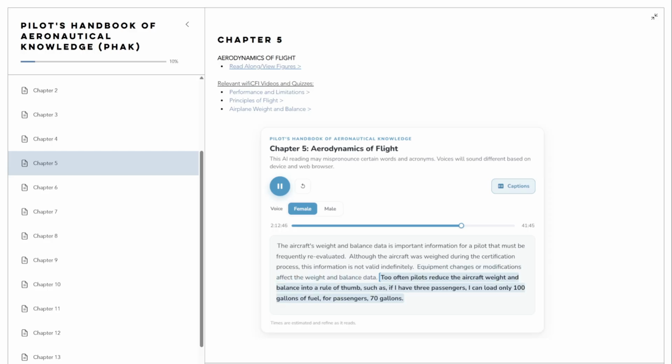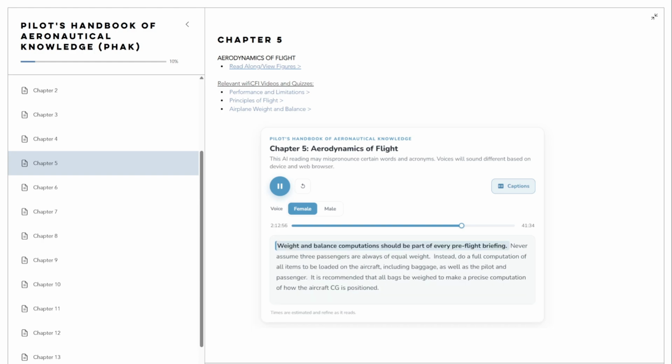Too often pilots reduce the aircraft weight and balance into a rule of thumb, such as, if I have 3 passengers, I can load only 100 gallons of fuel, for 4 passengers, 70 gallons. Weight and balance computations should be part of every pre-flight briefing. Never assume 3 passengers are always of equal weight.